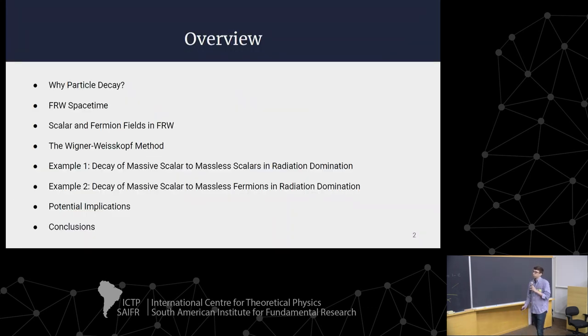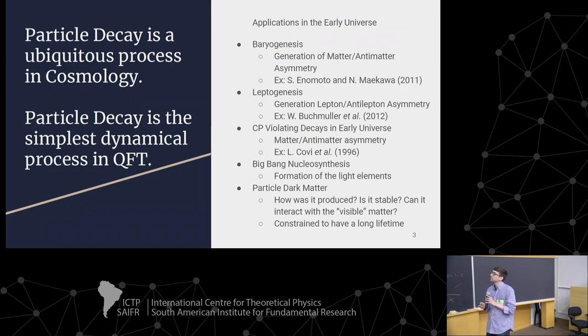As an overview, this is a short talk, so I don't have time to linger on everything, but I'll try to spend some time motivating this project. Then I'll talk about the formalism that we use to compute decay laws. Then I'll show two examples of using this formalism on some toy models, and then talk about some implications of what ends up appearing in the calculations, and then summarize it all with conclusions.